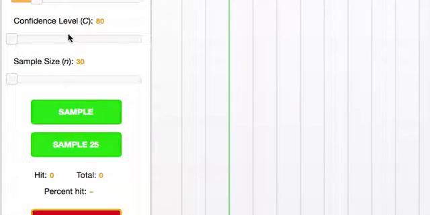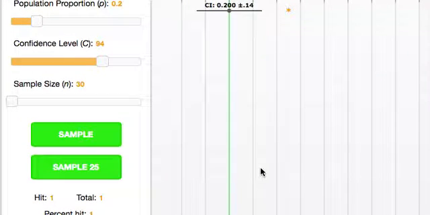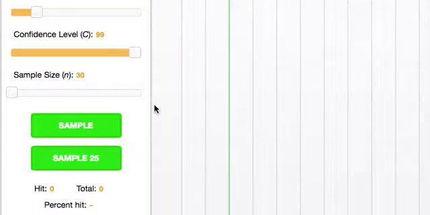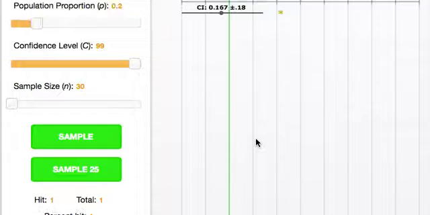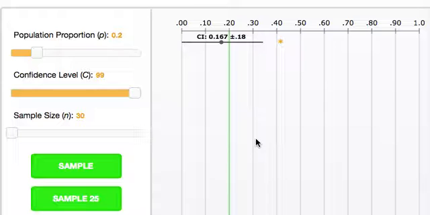Now, we said we could increase the confidence level. If I increase the confidence level and leave everything else alone and just do one sample at a time, is my interval going to be wider or narrower than last time? More confidence means wider interval. Look at that. See how it's wider? If I go more confidence, wider interval. You guys see it?